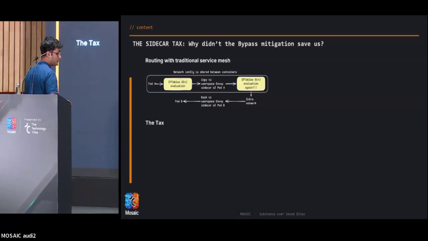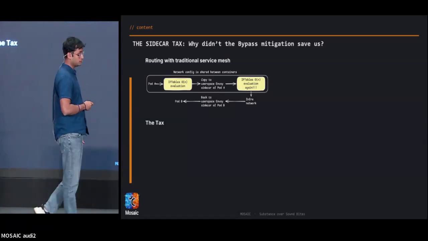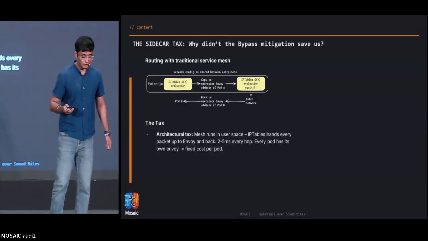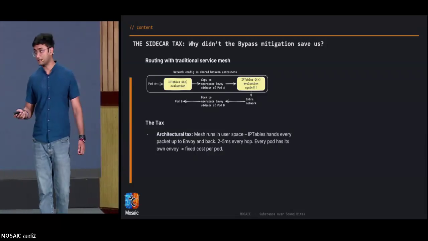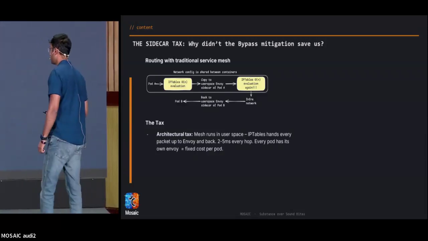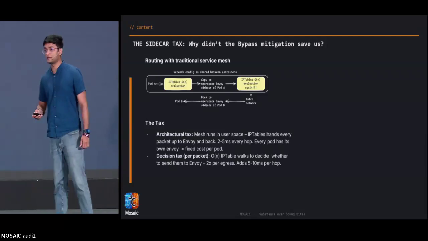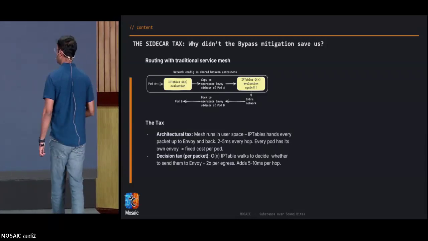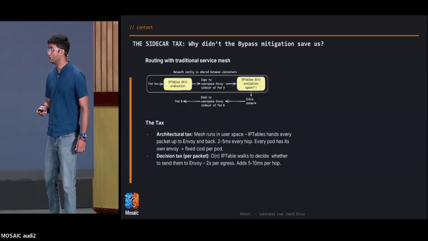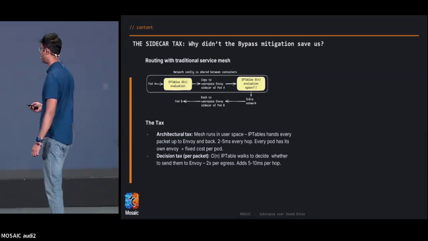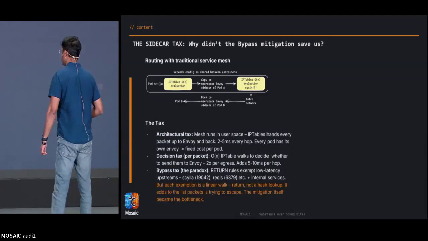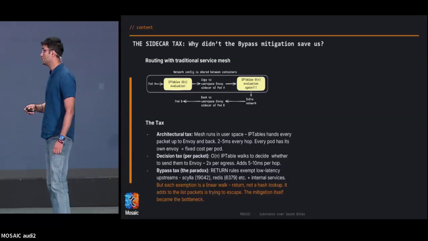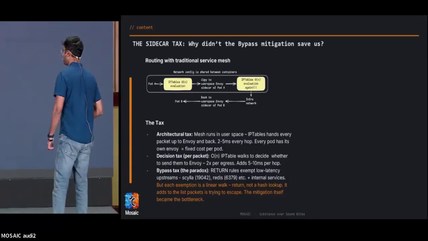And so essentially we can segregate the tax into three categories. First is the architectural tax, where having an Envoy sidecar itself adds latency, and there's a fixed per pod cost. Then there is the decision tax, that is there at the IP tables layer, where packets are evaluated sequentially twice. That adds 5 to 10 ms per hop. Then is the bypass tax. The return rules themselves, when evaluated for every single packet, tend to add certain latency on top.